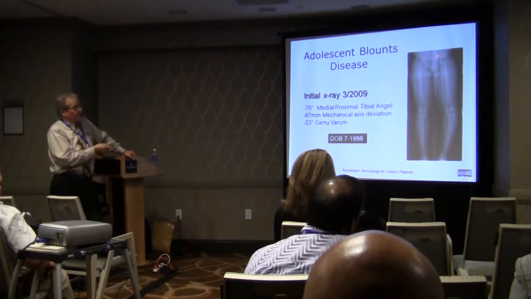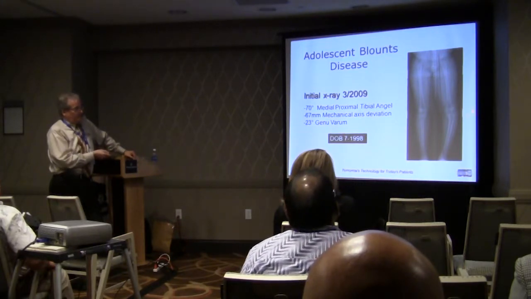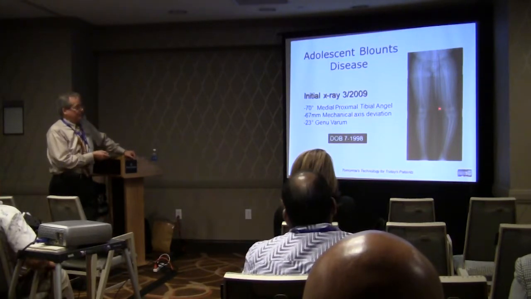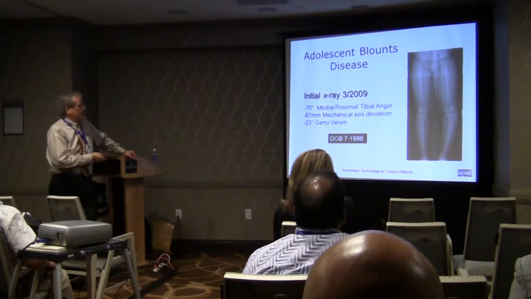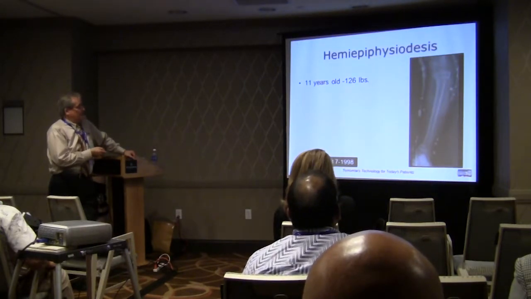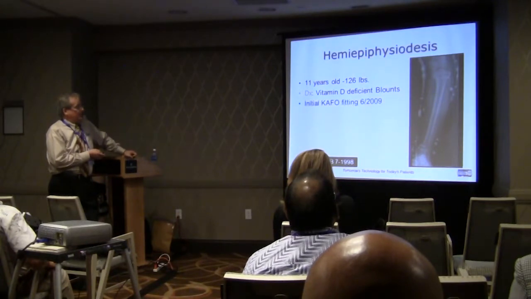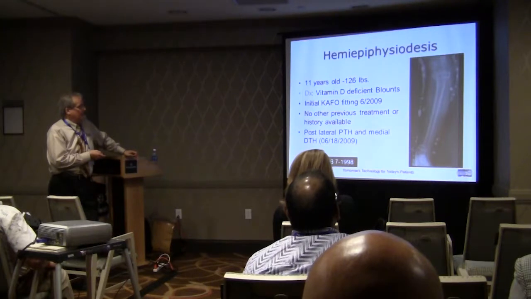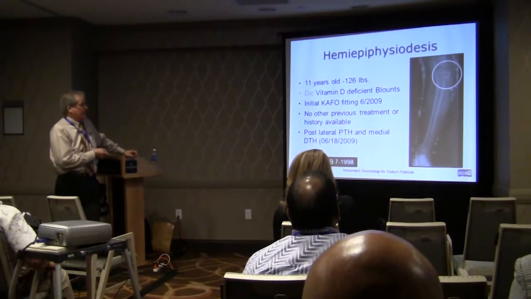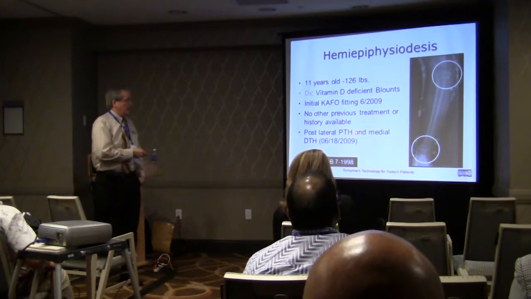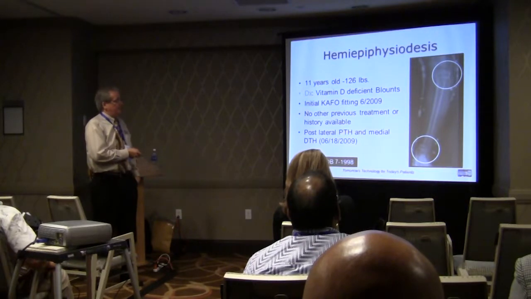You can see how the femur's straight here. Tibia vara there, that's indicative of Blount's, where you have the bowing in the proximal third of the tibia. This is the actual hemiepiphysiodesis. She was vitamin D deficient, initially fit in 2009 with the KAFO, no other previous treatment or history. Had the proximal tibial hemiepiphysiodesis and a distal tibial hemiepiphysiodesis.